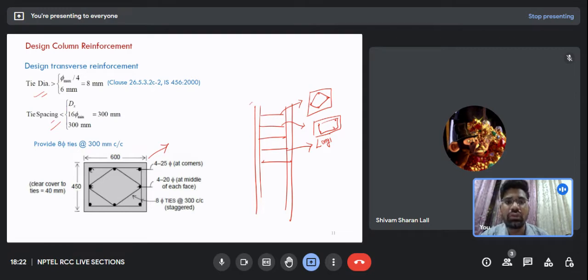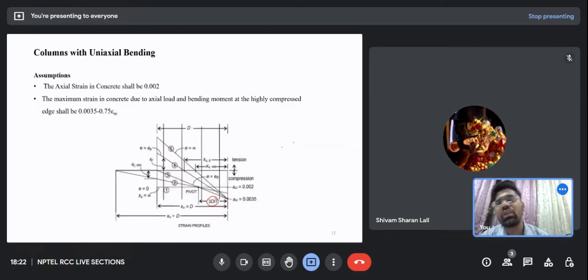Firstly, we will be discussing the uniaxial bending in the column. So this is the uniaxial bending of the column part. Before proceeding, we should first see what assumptions we have. The assumption is that the axial strain in the column is 0.002, and the maximum strain in concrete due to axial load and bending moment at the highly compressed edge shall be 0.0035 minus 0.75 epsilon. Don't worry, I will try to explain these assumptions as well as this strain diagram intuitively.